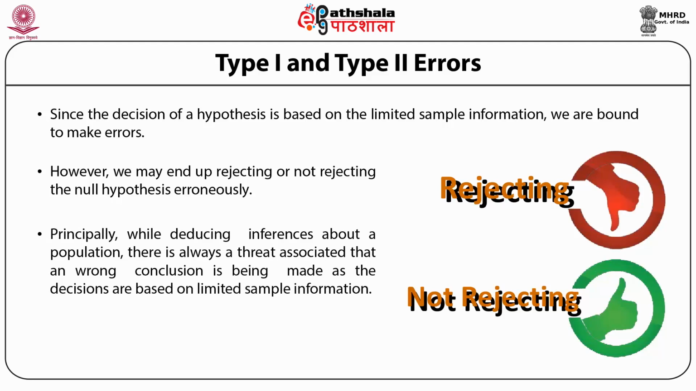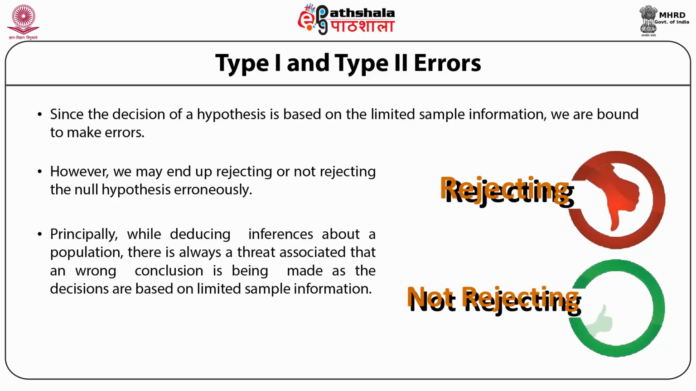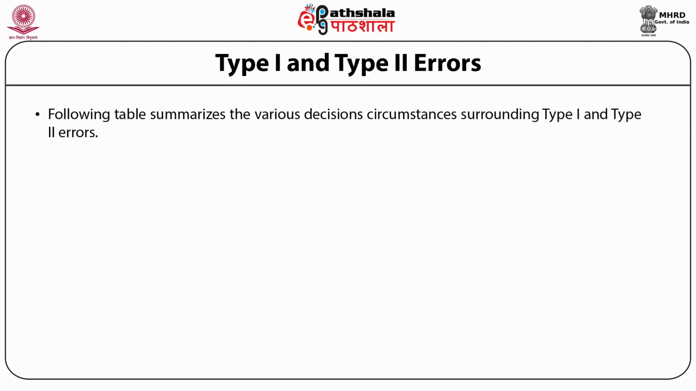Principally, while deducing inferences about the population, there is always a threat that a wrong conclusion is being made, as the decisions are based on limited sample information. This may cause two types of errors, namely type 1 error, which is denoted as alpha, and type 2 error, which is denoted as beta. The following table summarizes the various decision circumstances surrounding the type 1 and type 2 error.